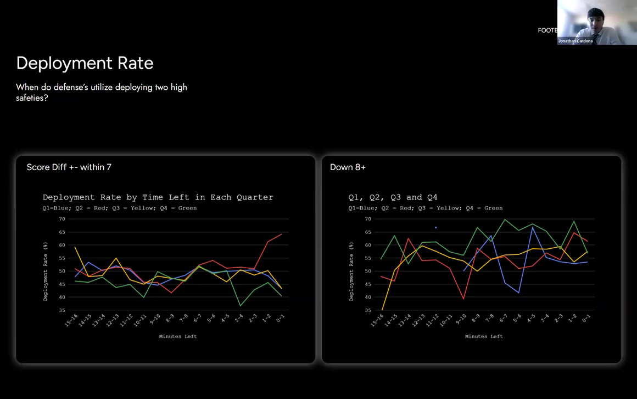Right. And now, secondly, when the offense is down by 8 or more points, we can see the deployment rate is generally high when the offense is trailing. You don't want to allow the offense to have a big explosive play to bring the game closer. So preventing that kind of quick strike becomes even more critical when the defense is up by more than a touchdown.